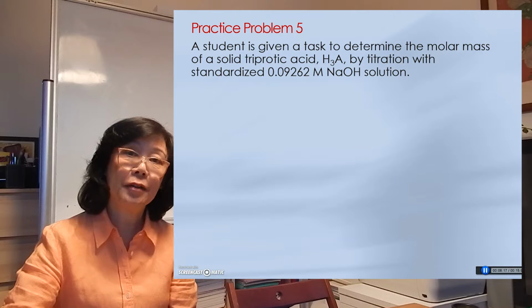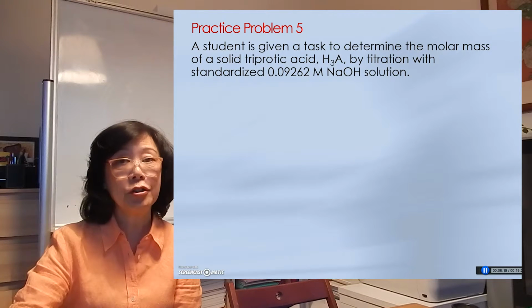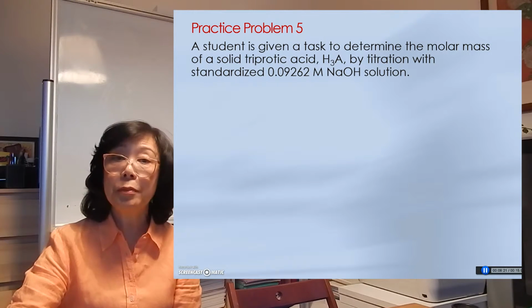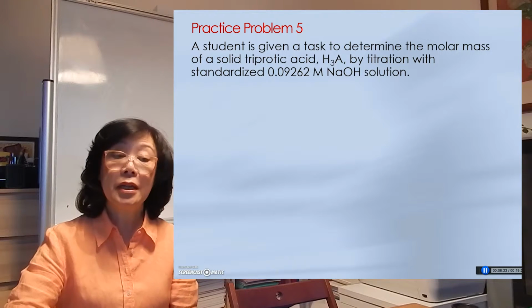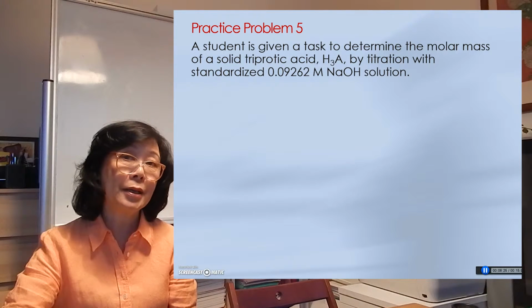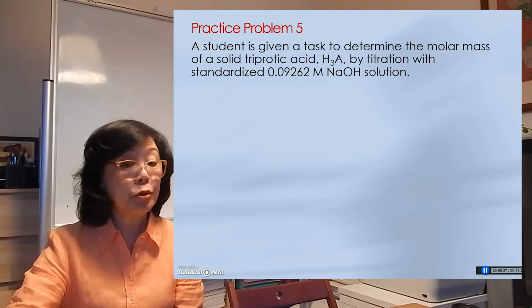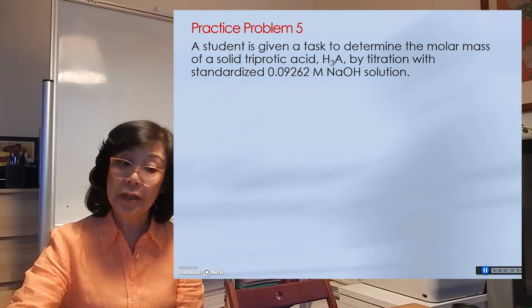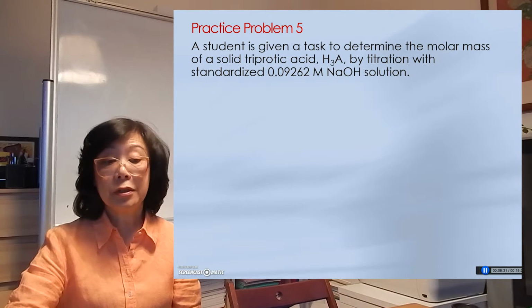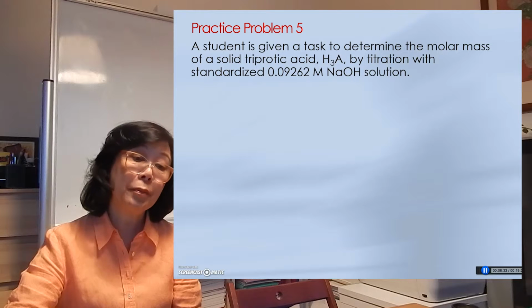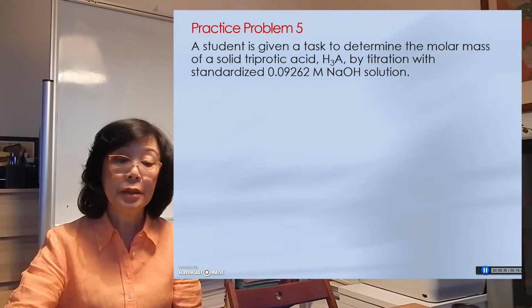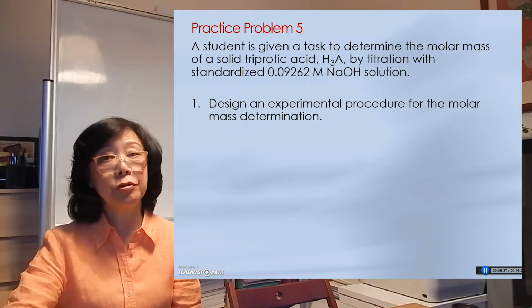Practice problem number 5. Oftentimes, we use titration technique to determine the molar mass of an unknown acid. Let's say this time we have a triprotic acid, which contains 3 protons in an acid molecule, and we titrate it with sodium hydroxide. We want to find the molar mass of such an acid. We want to design a procedure to find the molar mass.